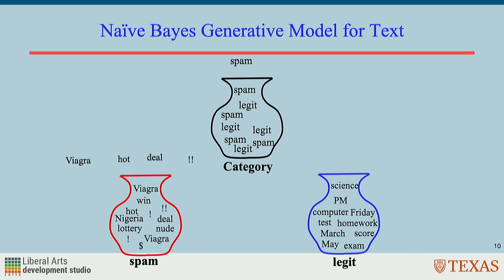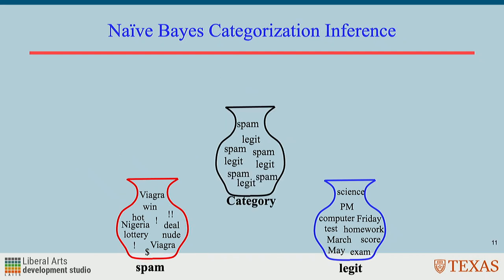So this is the very simplistic model. We're assuming how email is generated. And we'll get to why this is obviously a crazy model, but it's actually quite useful. And then we get a new document in. Say we get win, lottery, $, exclamation point. And we want to know, is that spam or not? We ask the probabilistic question: is it more likely that I generated that email by picking spam from the category urn and then picking words from the red urn? Or is it more likely that I picked not legit from the category urn and then picked words from the legit urn?